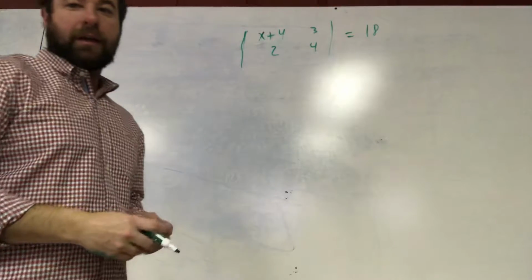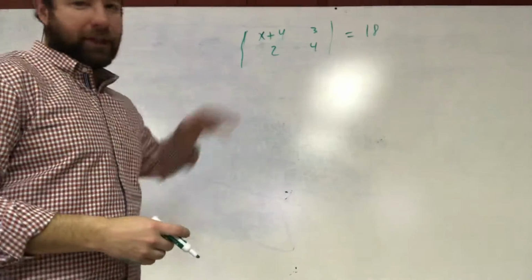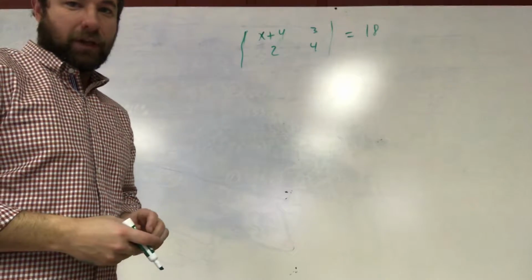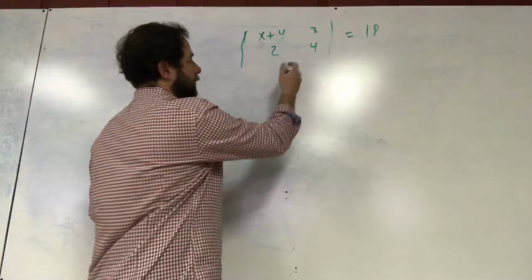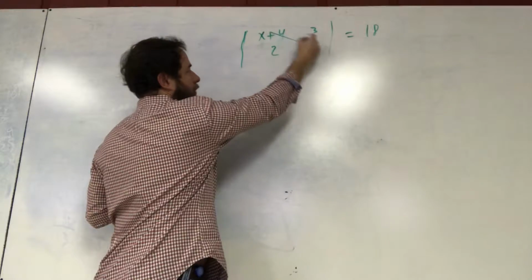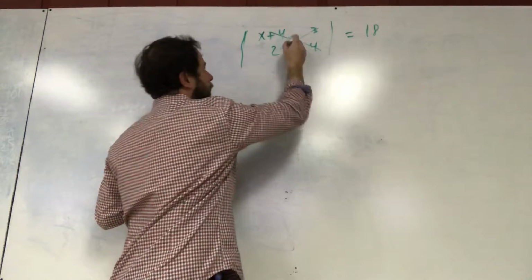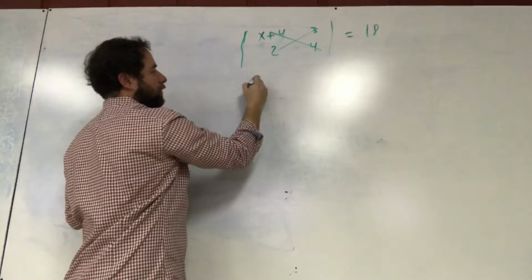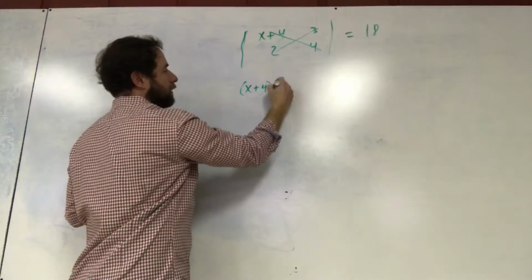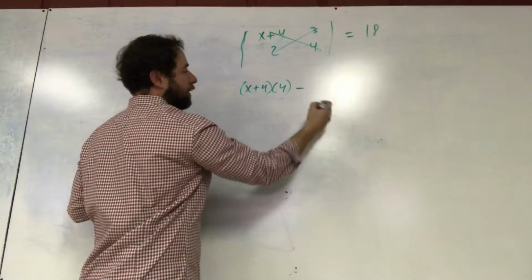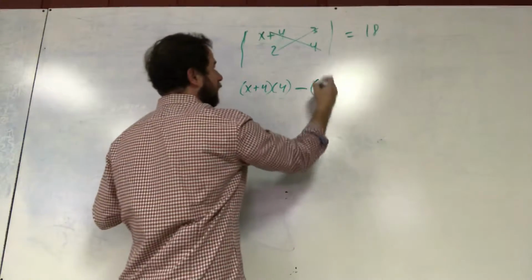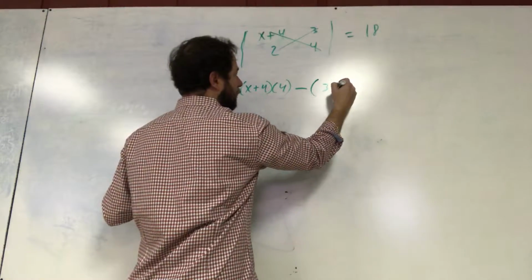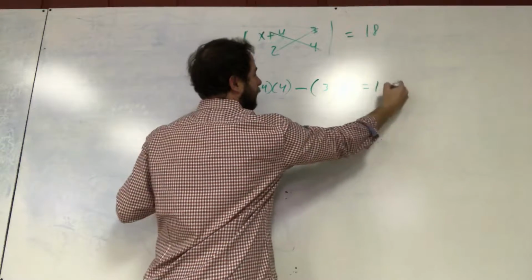Whenever you get a matrix that has a variable in it, you're not going to be able to use your calculator. You're going to have to solve for it the old school way. The way that you solve for this 2x2 matrix is you're going to cross multiply. When you cross multiply, the first one is going to be x plus 4 times 4, and you'll hit minus. So this is just a standard. There's always a negative sign in between. And then 3 times 2 equals 18.